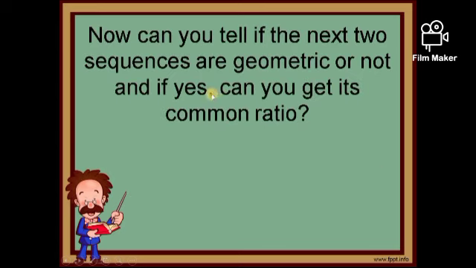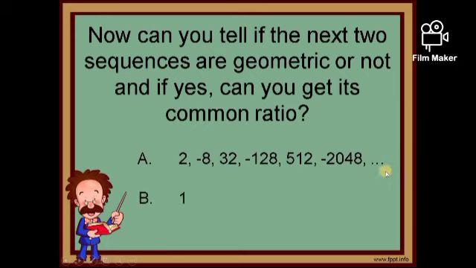Now, can you tell if the next two sequences are geometric or not? And if yes, can you get its common ratio? Let's see. The first one, letter A: 2, -8, 32, -128, 512, -2048, and so on and so forth. Letter B: 1, 3, 5, 7, 9, 11, 13, and so on and so forth. Feel free to pause this video to have more time.